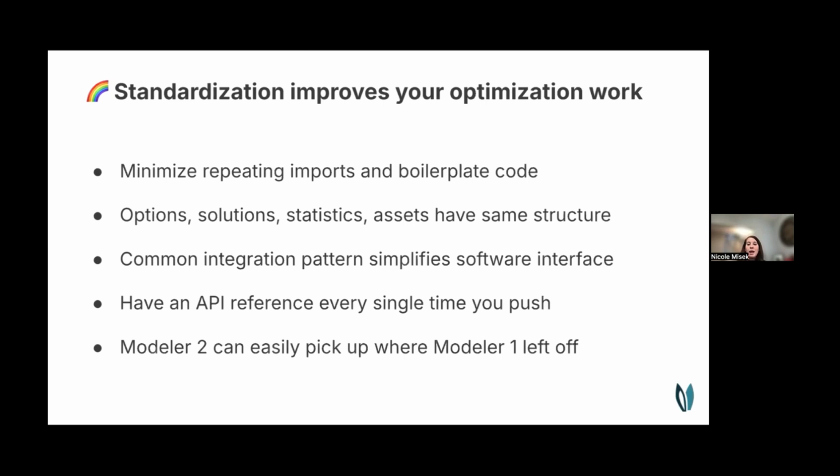The common integration pattern simplifies the workflow of a software engineer when they're integrating this into upstream and downstream systems. And having an API reference every single time you push is huge. You don't have to create your own API endpoints for every new application that you build. And as part of all this standardization, Modeler 2 can easily pick up where Modeler 1 left off. It's really convenient when everyone has the same common understanding of how we build optimization models.